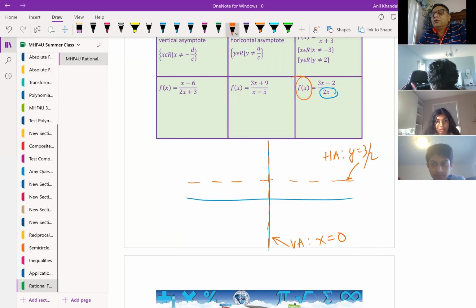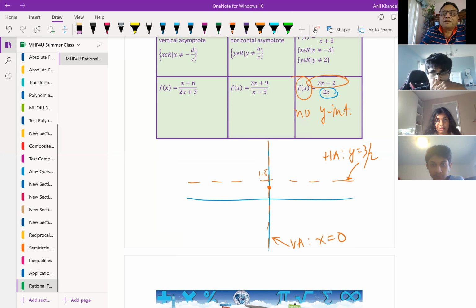Okay. Now we are looking into x and y intercepts. Obviously, we cannot have any y-intercept, because we have the vertical asymptote, but we have an x-intercept. X-intercept means numerator is 0. Numerator is 0 when x is 2 over 3. This point is 1.5, so 2 over 3 is less than 1.5, somewhere here, on the x-axis. These are my intercepts, and therefore the graph will be approaching these. And so I have my graph.